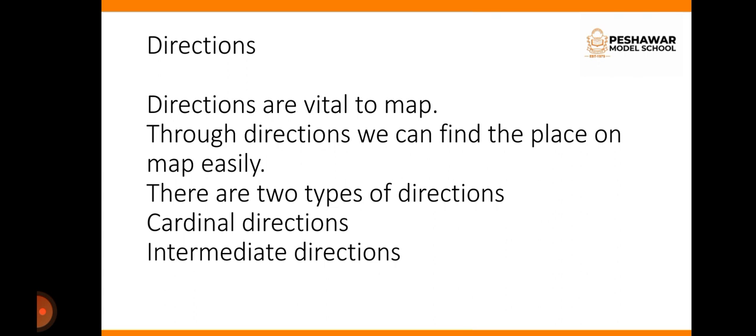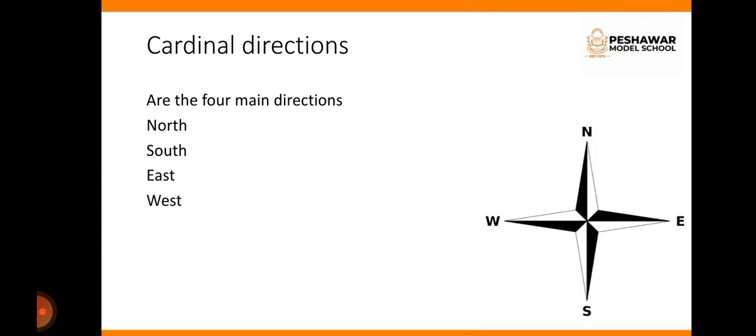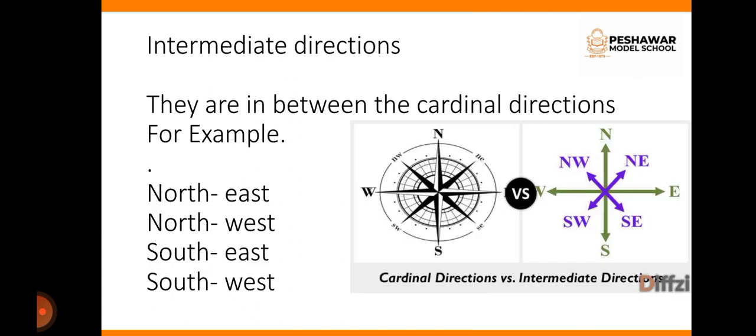There are basically two types of direction: cardinal directions and intermediate directions. Cardinal directions are basically the four main directions, that is north, south, east, and west. In order to understand this concept easily, you have to remember the word NEWS. N for north, E for east, W for west, and S for south. Intermediate directions are in between the cardinal directions, for example northeast, northwest, southeast, southwest. When two directions combine together, they form intermediate directions.